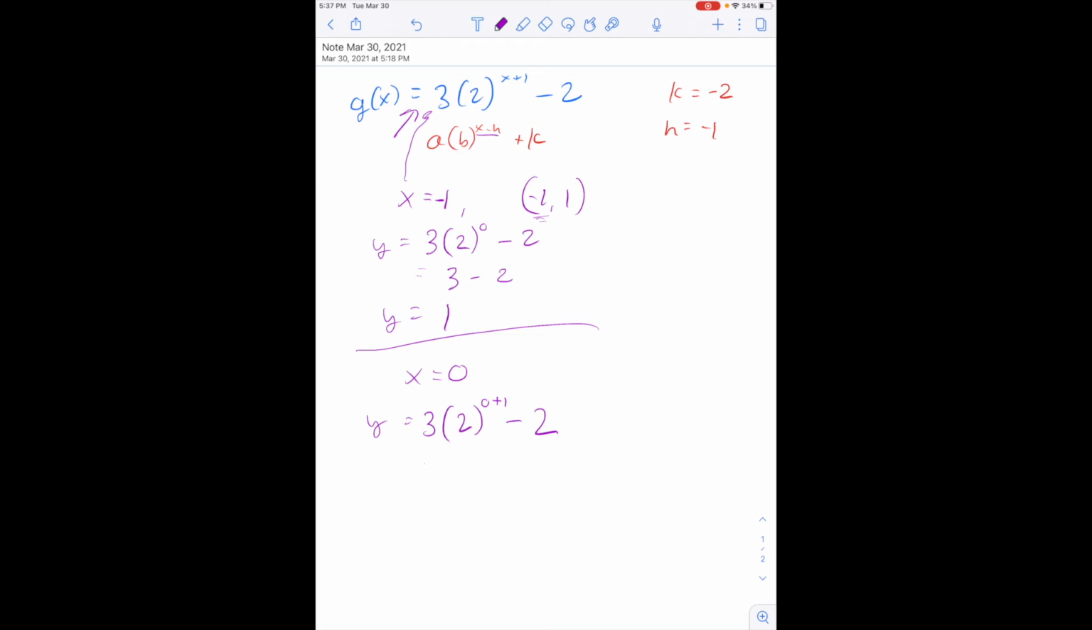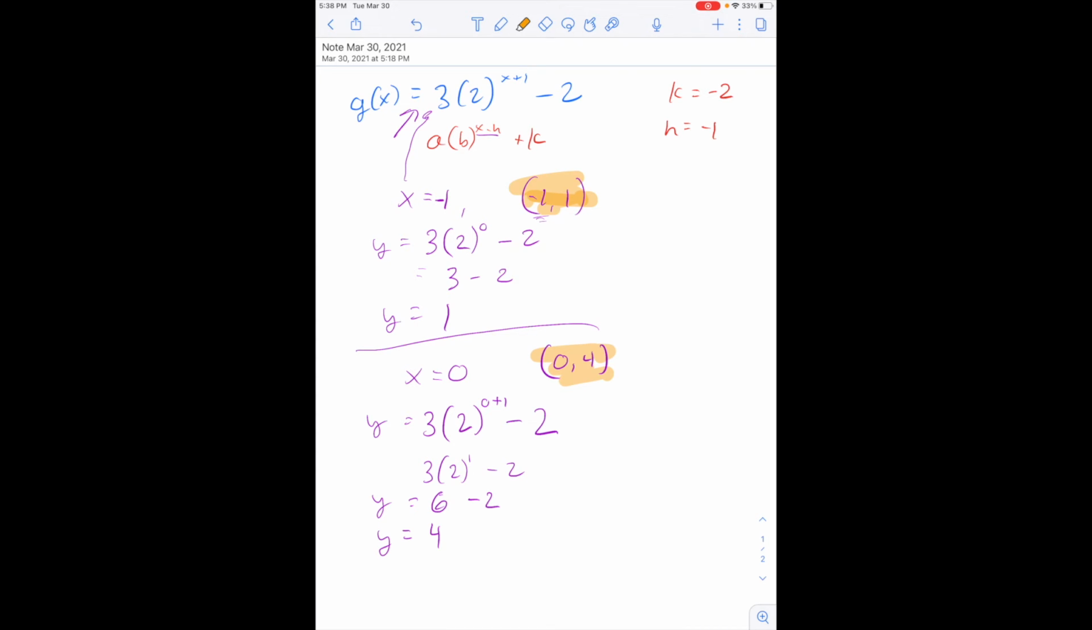When we simplify that, we've got 3 times 2 raised to the first power, which is just 2. So then we've got 6 minus 2 equals y, and so y equals 4. Then our second point would be 0, 4. This is your answer for part A. -1, 1 is your first reference point. 0, 4 is your second reference point.